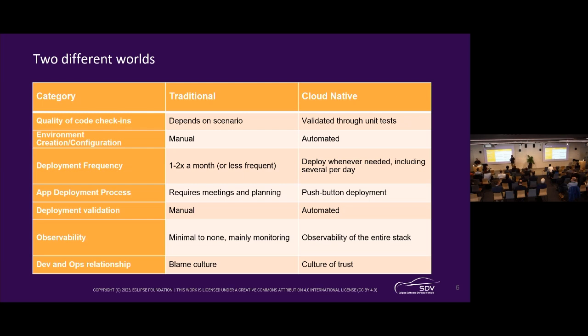So the quality of code check-ins, and I just got a lecture on that, really depends on what kind of in-car, in-vehicle functionality you're addressing. If you look at things like drivetrain, they're very close to what you do in cloud native. You have some sort of unit testing and so on and so forth. But if you look at infotainment, it's really lagging behind.